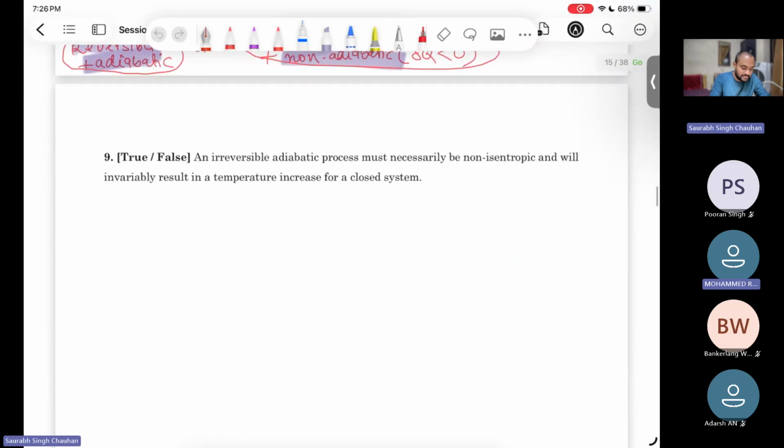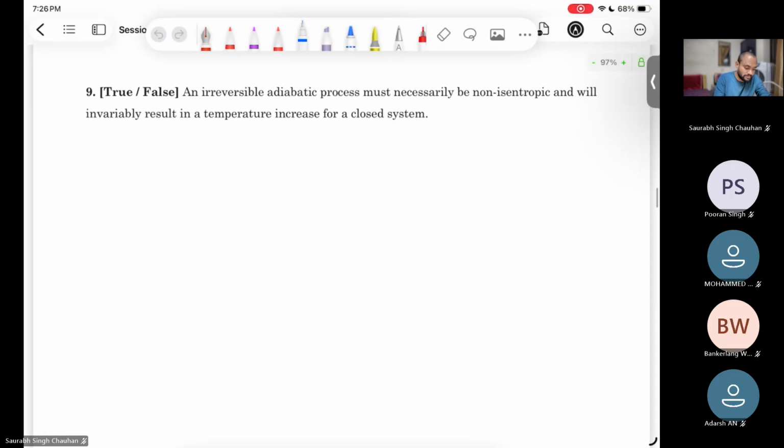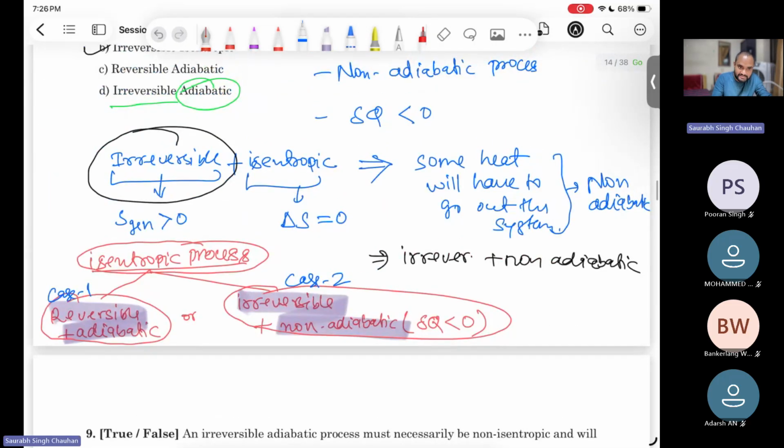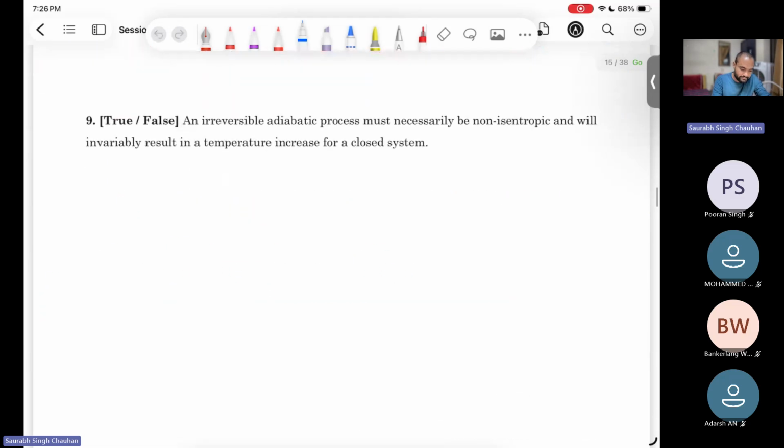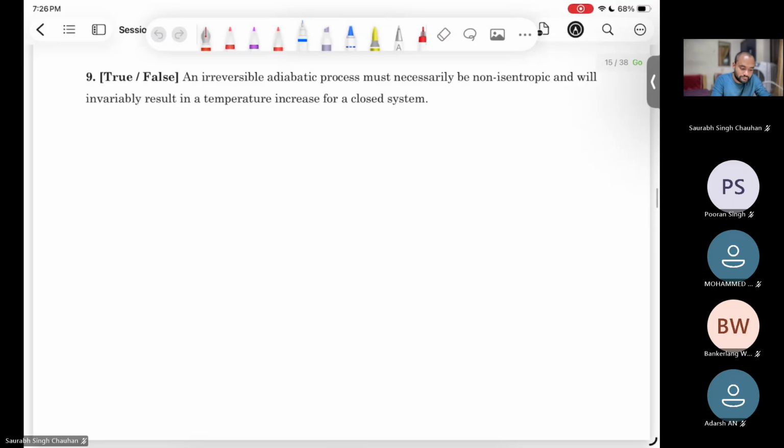Okay, I hope this is clear. But if it is asked in an interview or somewhere else, then you should have an understanding that isentropic processes can also be irreversible plus non-adiabatic.